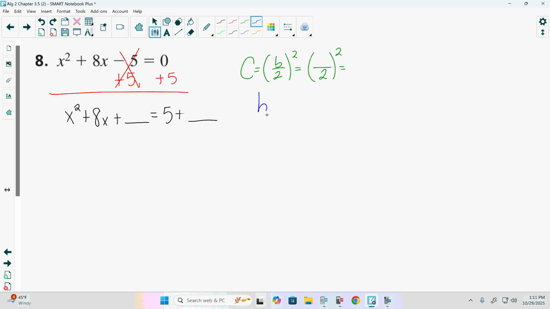Now the question is, what's the value of b? It would be 8. Specifically, it would be positive 8. So for our c equals b over 2 squared, we'll replace b with 8. And now we can go about simplifying this here. 8 divided by 2 is what? 4. 4 squared is 16.